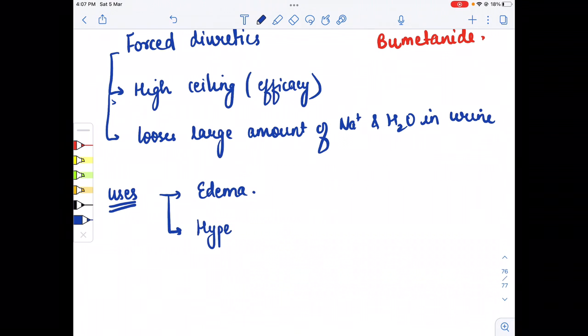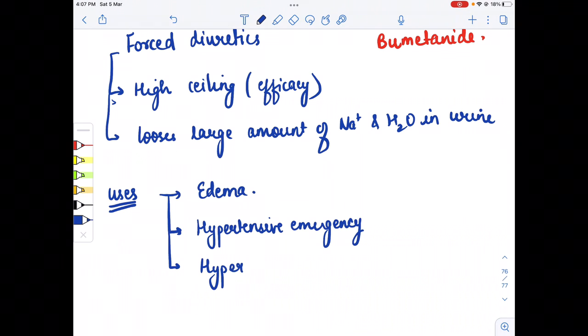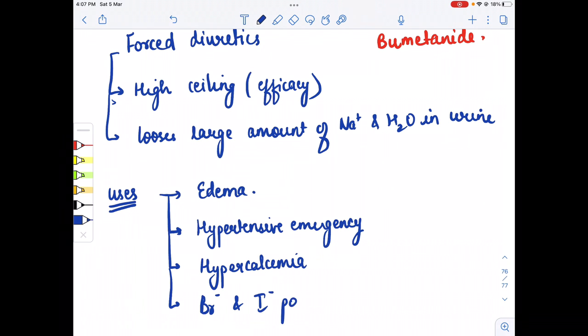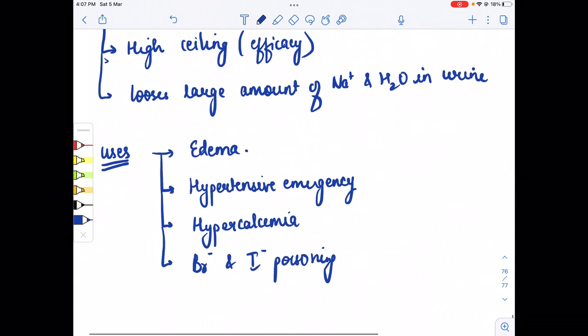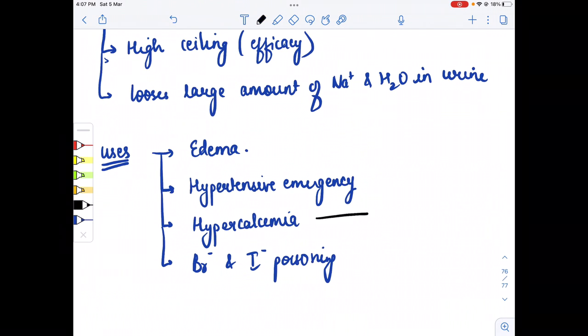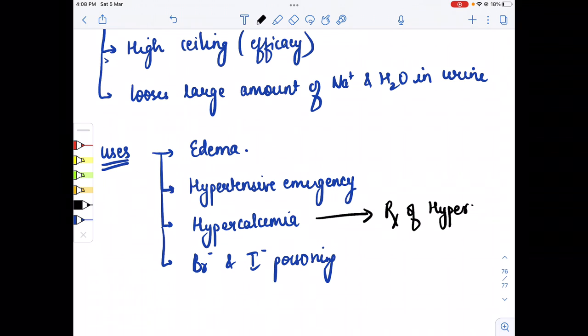We use these drugs in hypertensive emergency. We also use them in hypercalcemia conditions, and also in bromide and iodide poisoning. In other words, in the treatment of hypercalcemia we use the loop diuretics.